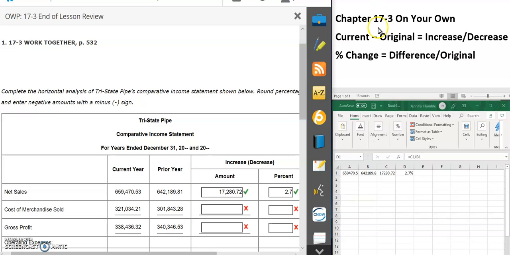All right, guys, we are now on chapter 17-3. Work together. I don't know why I have "on your own" there. Anyway, y'all know what I'm talking about.